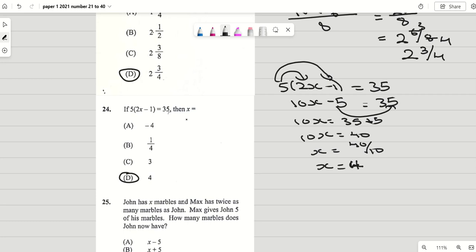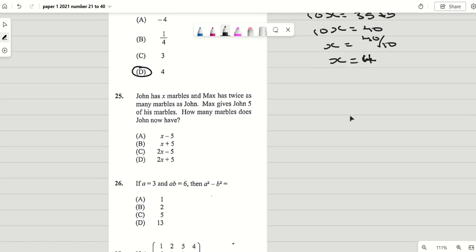This question has been repeated in May, June 2022. Right? This was the same answer. The answer is 4. Let's look at this question. John has X marbles. Max has twice as many marbles as John. So John, we'll put J for John is X. Max has twice as many, so that would be 2 by X. So Max has 2X. Max gives John 5 of his marbles. How many marbles does John have now? So John would have X plus 5 because he has increased his marbles by 5. So the answer would be B.